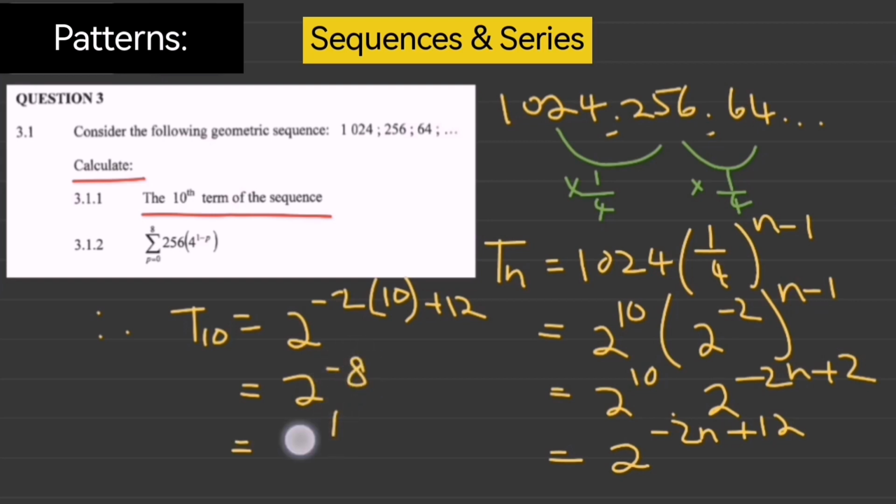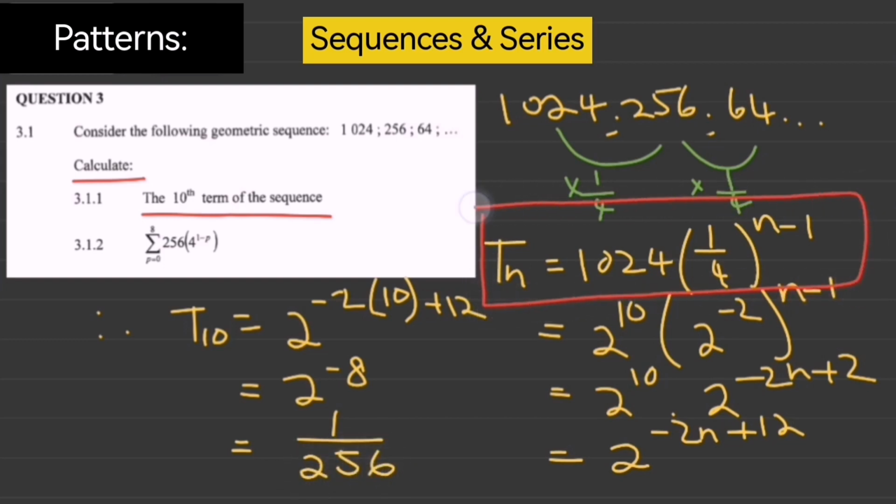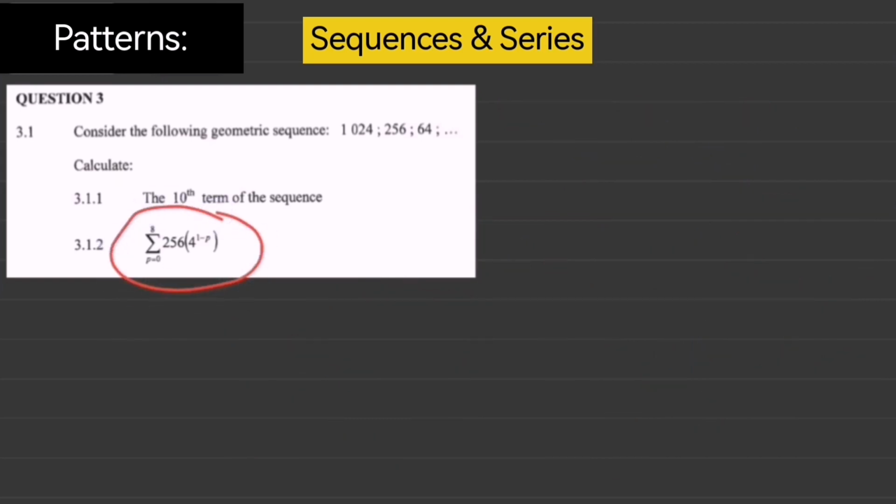And the answer to this is 1 over 256. You could have just substituted n with 10 in that original formula you got. Then you'd get this answer right away. Now let's evaluate this next question.